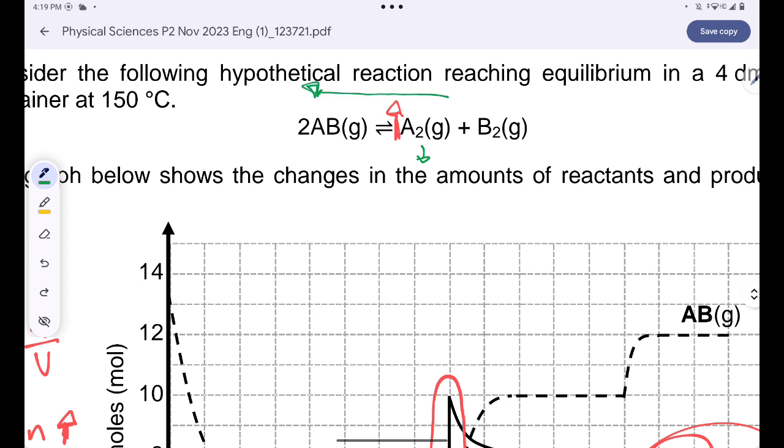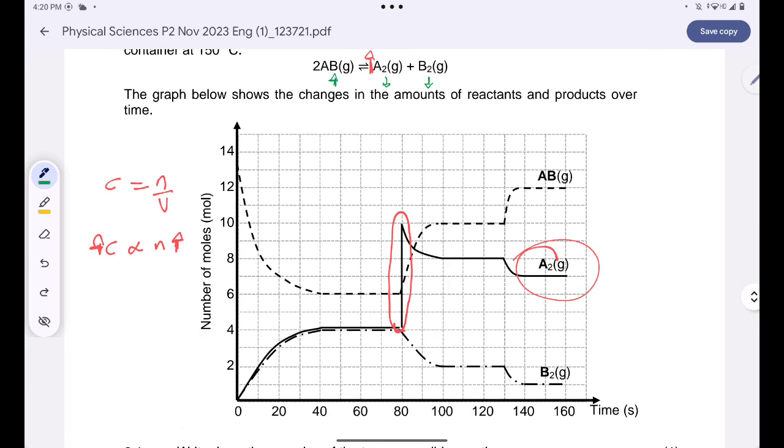Whenever the reverse reaction is favored, not only A2 will decrease, but also B2 will decrease, because we need both A2 and B2 to form AB. If these two increase, this one will later increase. So this is how the system will try to oppose the change. As you can see here on the graph, the system tried to decrease A2. It has decreased.